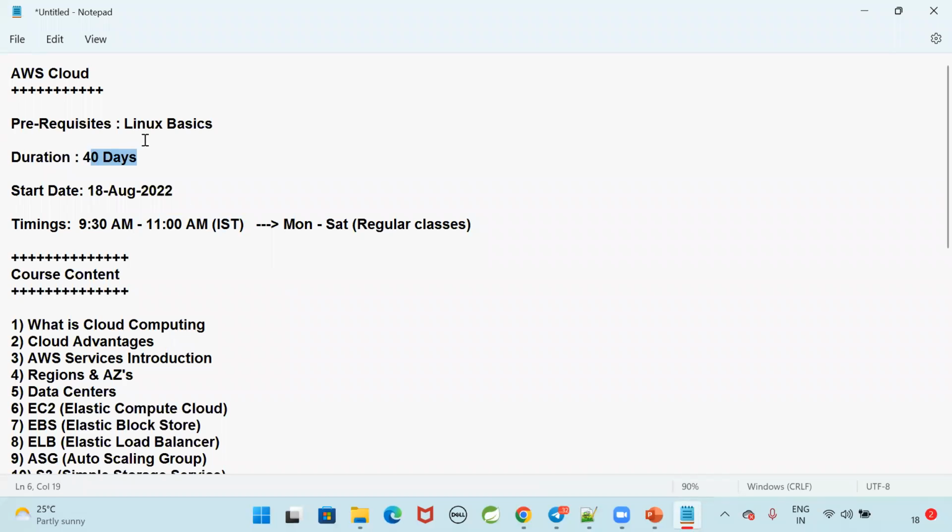So what are the prerequisites to attend this AWS? Linux is the prerequisite. Linux basics, Linux commands you should know. Then you can learn the AWS cloud easily. Are you clear with this? Prerequisite for AWS cloud: Linux classes completed. The AWS cloud duration is 40 days.